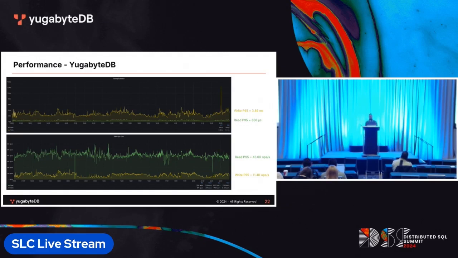This graph is showing that we're doing about 47,000 reads per second on average, and the reads are sub-millisecond. So we're in the half a millisecond range with, again, really low variance between the mean and the p95.